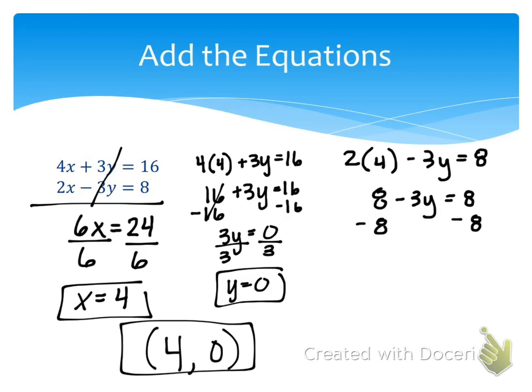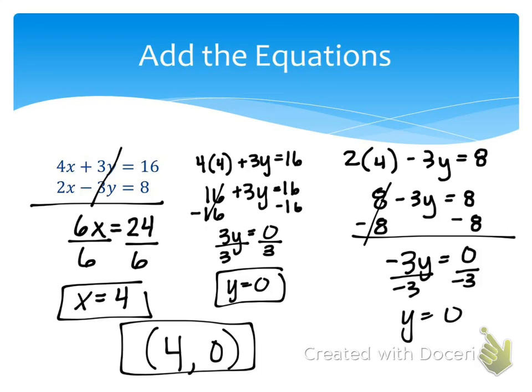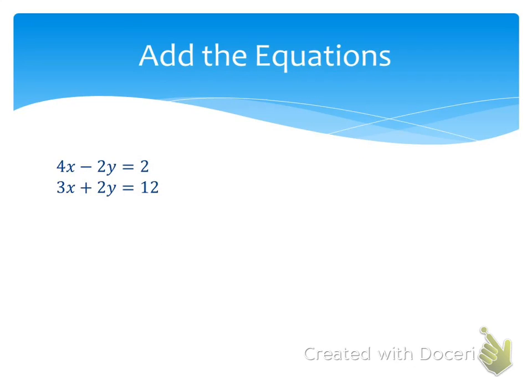Alright, so we subtracted 8 on both sides. Cancels out. And I'm left with negative 3Y equals 0. Divide by negative 3, divide by negative 3. I still get Y equals 0. So you see, you can plug it in for either one and you should get the same answer both times. Alright? I want you guys to do this one on your own. Alright, Mackenzie, tell me, what did you do first?